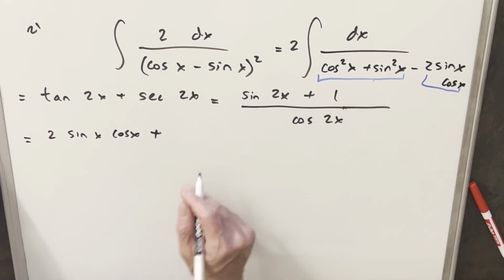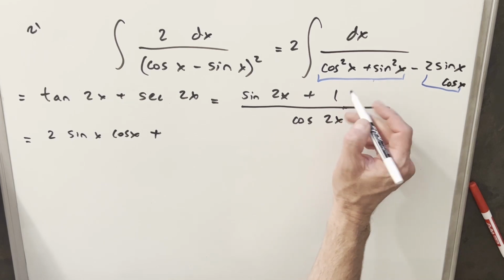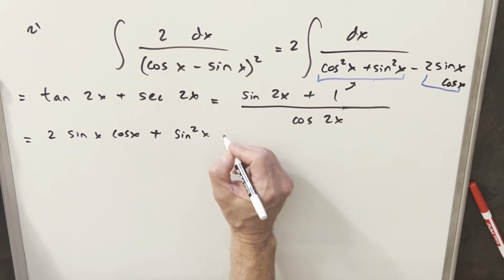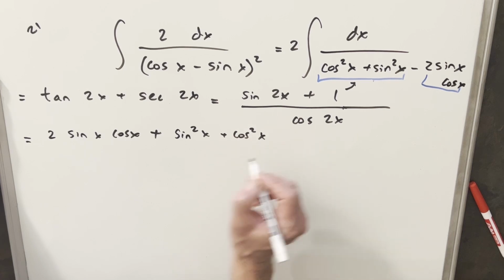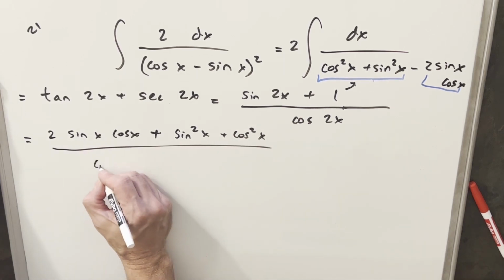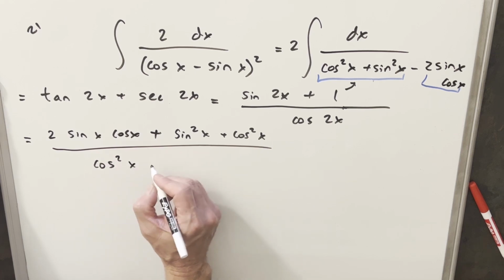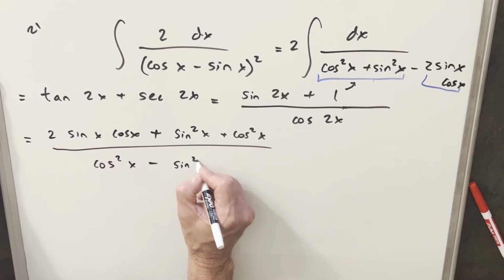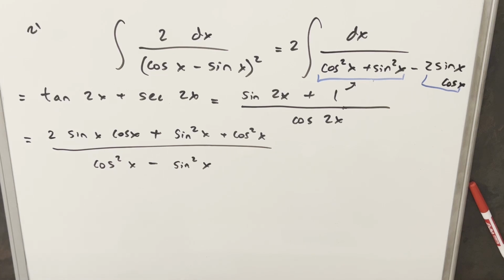And then for 1, I'm going to do a little trick here. I'm going to write my 1 as sine squared x plus cosine squared x. And then for cosine 2x, I'm going to use the double angle formula there and write this as cosine squared x minus sine squared x. And notice now we have everything back into sine and cosine, and we got rid of all of our double angles and put everything back to single angles.